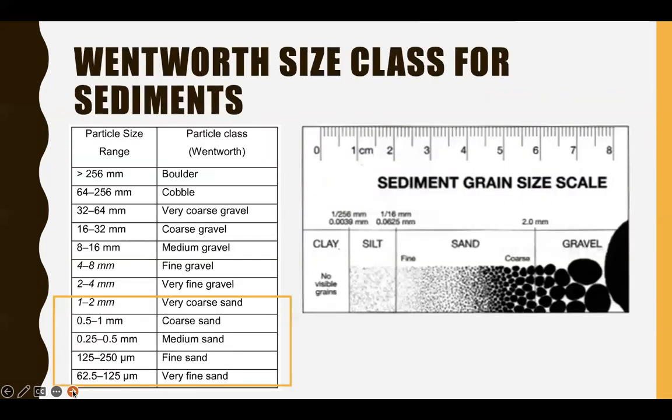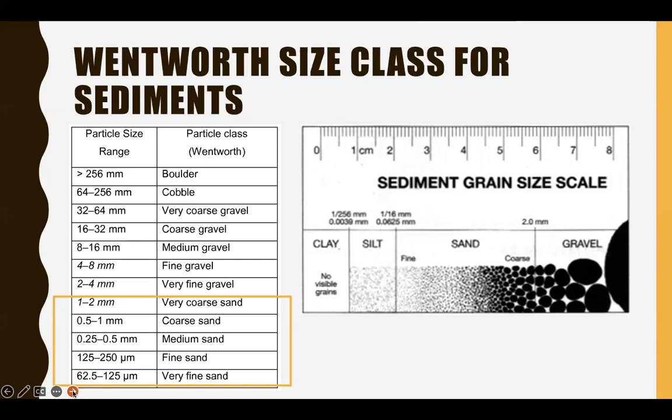So there is, of course, one old guy who created the size class for sediments. His last name was Wentworth. So, you know, that's the deal when you're a scientist. If you find something first, they name it after you. So there's a lot of old white dudes. That's just how it is for right now. We're working on the rest of it.